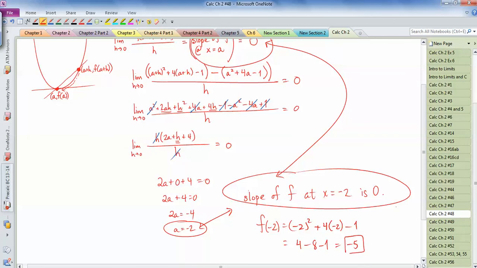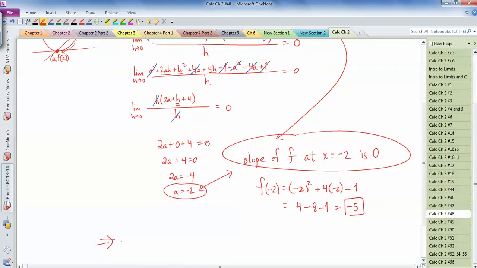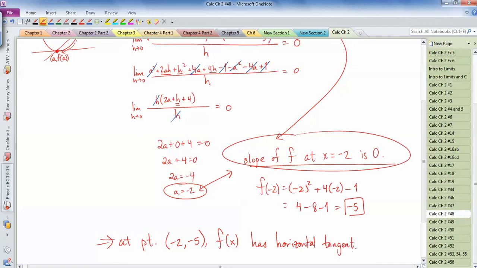So this means that at the point negative 2, negative 5, f of x has a slope of 0. And remember, slope of 0 means the same thing as having a horizontal tangent. And since that's the only x value that I could solve for when I set the slope equal to 0, that's the only time that you get a slope of 0. Otherwise, we'd have a equals negative 2 or a equals something else too, and that would have shown up in these calculations here. Okay, I hope that helps.